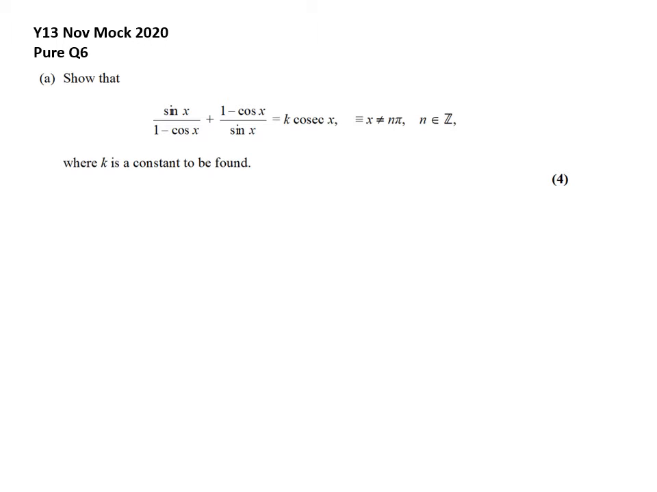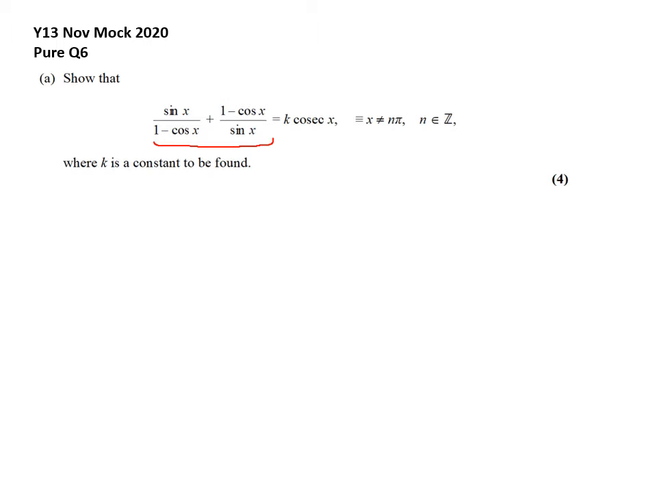So here we have a show that question. We're looking for an identity here. Generally I'd start with the left hand side or the more complicated side, and we're trying to simplify it. I can see that on the right hand side I've just got one term. So on the left hand side, my first thought here would be to combine it into a single fraction. I'm going to do that.